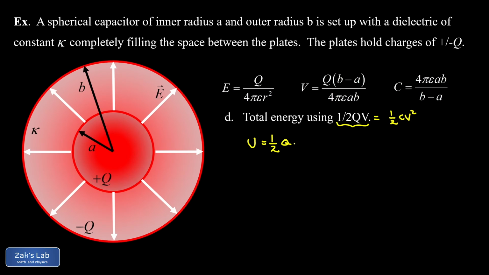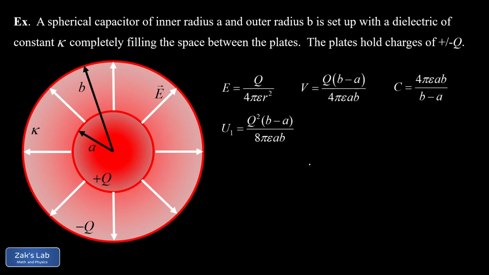So we take 1/2 times Q times V, and we already have V written down. That was Q times B minus A over 4 pi epsilon A times B. So not much to do here in terms of the algebra. I end up with a Q squared times B minus A divided by 8 pi epsilon AB. So we've got the total energy stored in the capacitor.